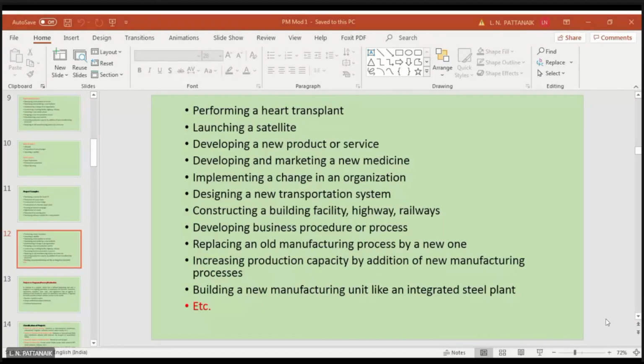Chandrasekhar Devnath, very good. Yes. Any other project example? Chandrasekhar, what is your branch? Computer science. Good, very good.